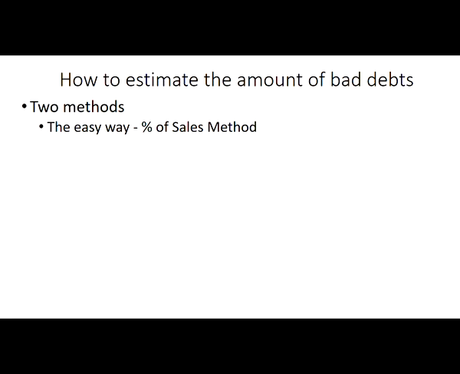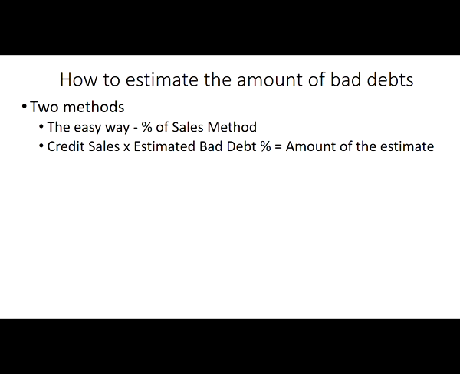The first I call the easy way. It's just kind of basic and simple and straightforward. It's not really easy, really. It's just straightforward. And it's the percentage of sales method. You will see this is their formula. Take credit sales times the bad debt percentage equals the amount of the estimate.